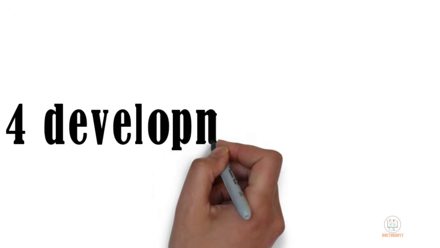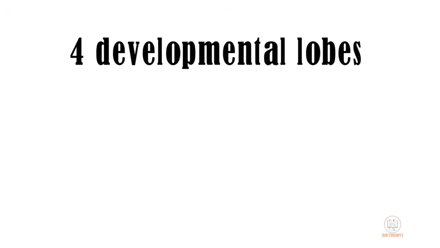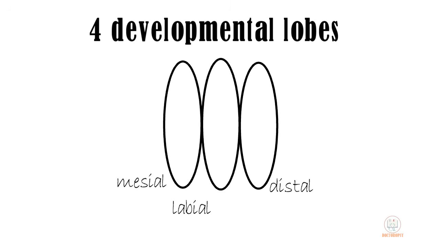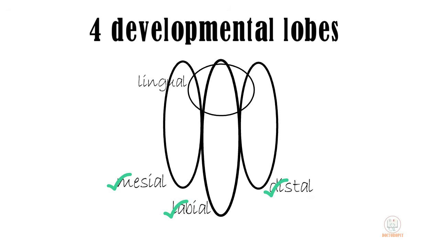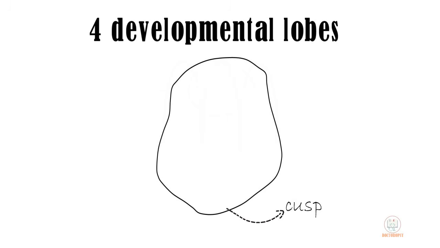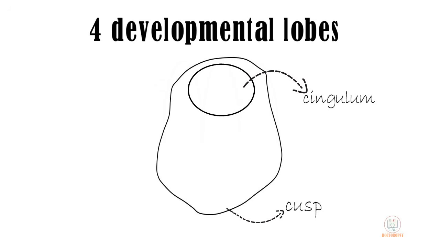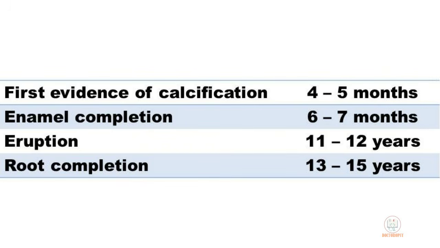Canines develop from four developmental lobes. They are mesial, labial, distal and lingual. The mesial, labial and distal lobe forms the labial aspect of the crown, in which the labial lobe is more developed and so forms the cusp. The less developed lingual lobe forms the cingulum. The age of eruption of maxillary canine is 11 to 12 years.